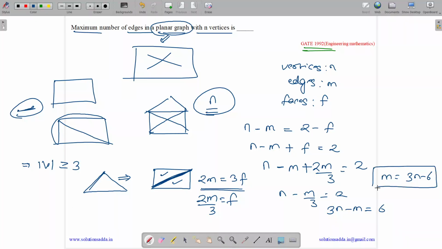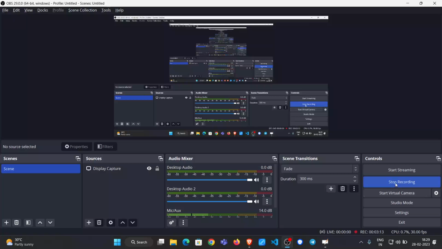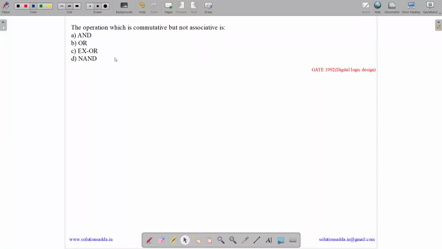So this is our answer. For the maximum number of edges, the answer is 3n minus 6, as each face should be a triangle. So we have 2m equals 3f, and we put it in this formula to get m equals 3n minus 6. This question belongs to Digital Logic Design subject and was asked in GATE CSE 1992.